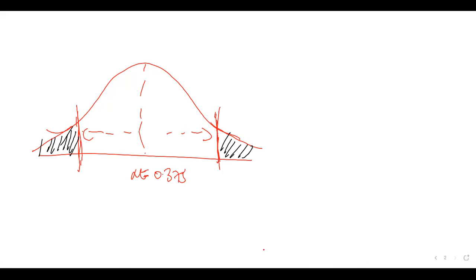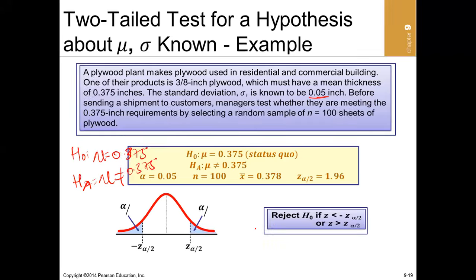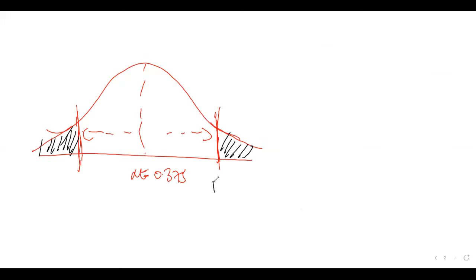Now, if we are testing this at 95% confidence or 5% alpha, and if it is two-tailed, it goes with a z-value of 1.96. Remember that when it is two-tailed, it goes with a z-value of 1.96. So here will be 1.96, and here will be negative 1.96. Now let's compute our z-value.